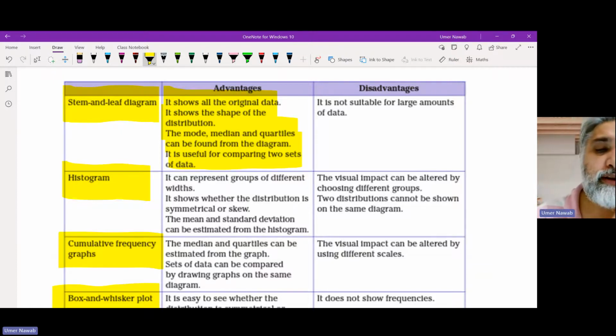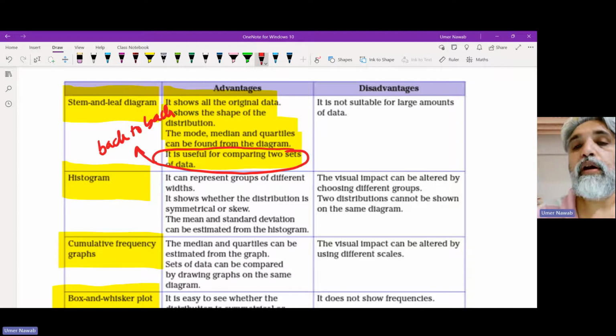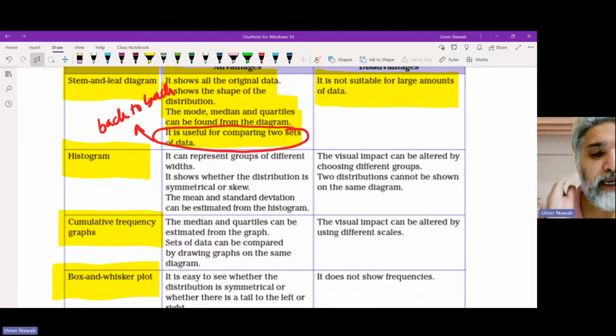I like this one a lot: the back-to-back stem and leaf diagram. The back-to-back stem and leaf diagram is helpful for comparison of two data sets. The biggest problem in the stem and leaf diagram is that if the data set values are very big, if a large amount of values are given to you, you cannot draw a stem and leaf diagram. You have to rely on some other diagrams for further analysis of the data.